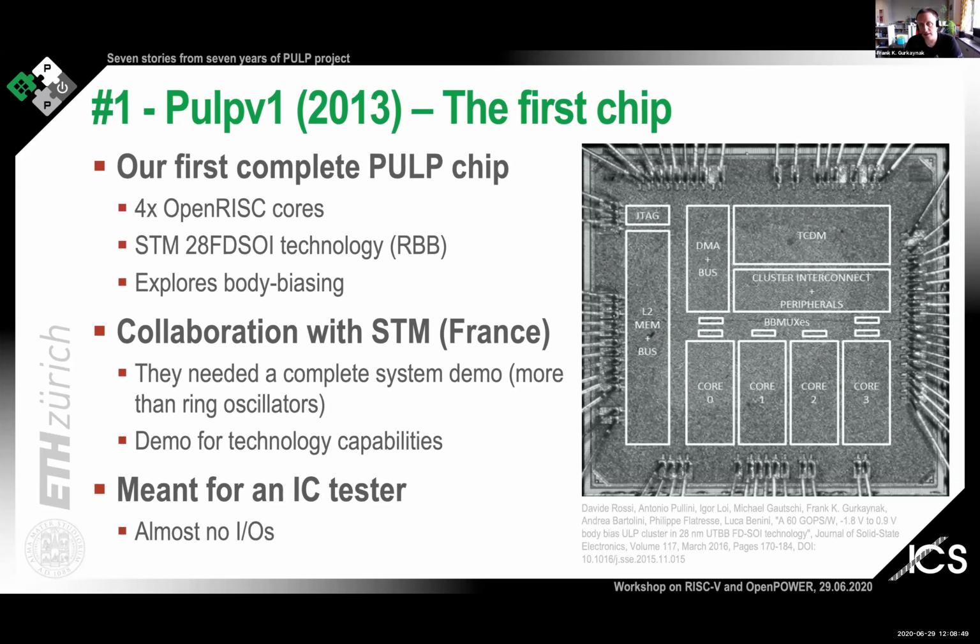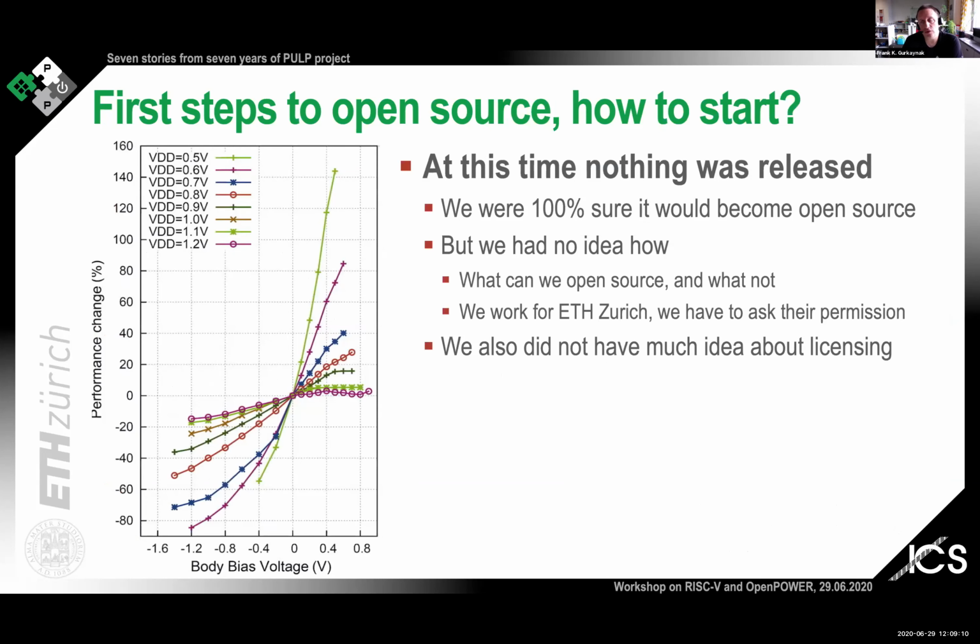You see on the right-hand side a picture of the package. There are a number of connections, about 60, 80 connections to the package, but most of them are for measuring power or for small individual parts. It has very few IOs. It was never meant that this chip would be something working on a board. And at this time also nothing was released.